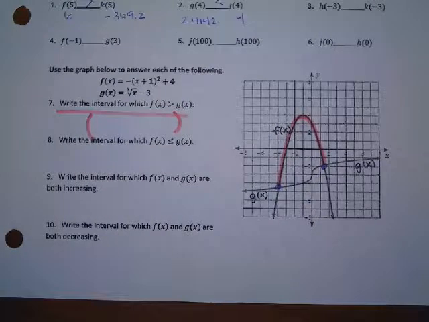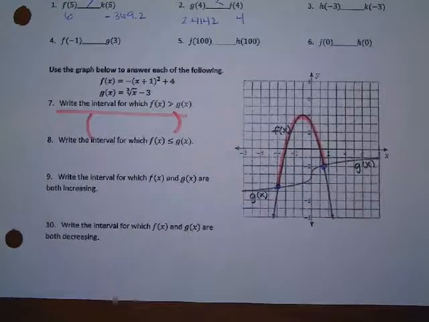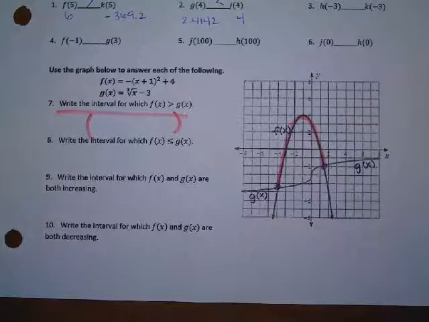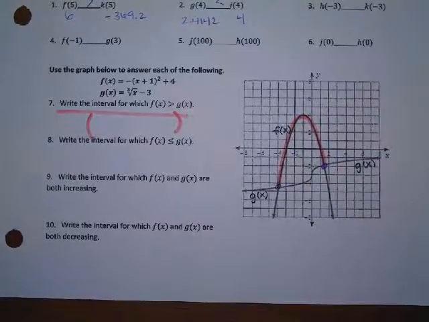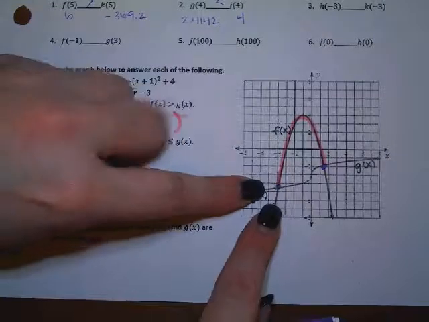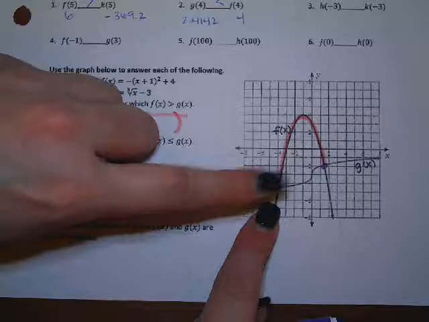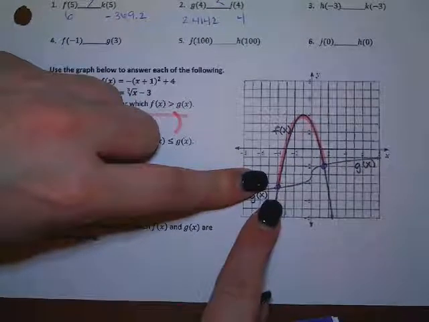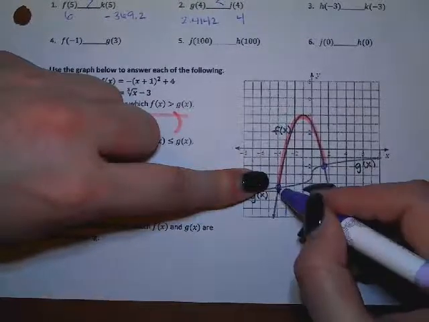All right, and then the other question says what? Find the interval for which f of x is less than or equal to g of x. So what are we looking at this time? We're looking for where f of x is below. So if we compare these two little lines right here, g of x is this one, f of x is this one, that means that f of x is below.